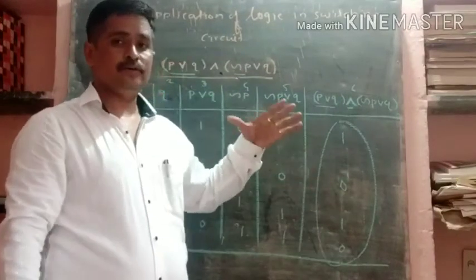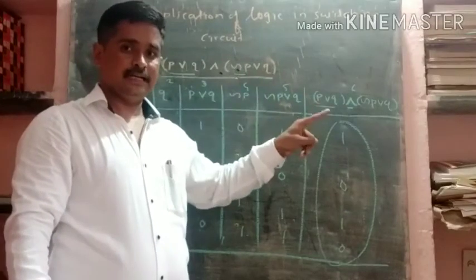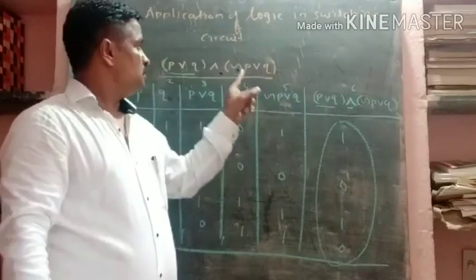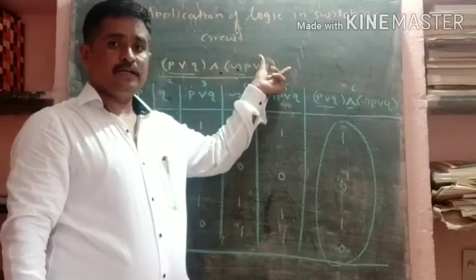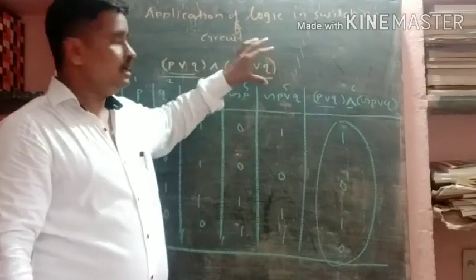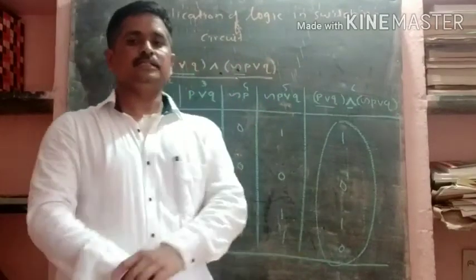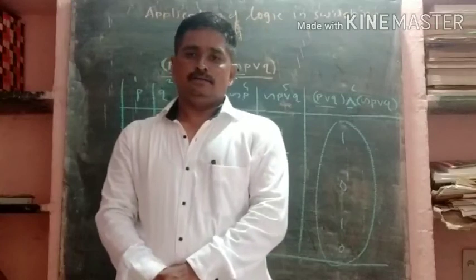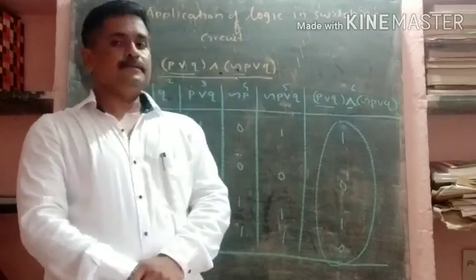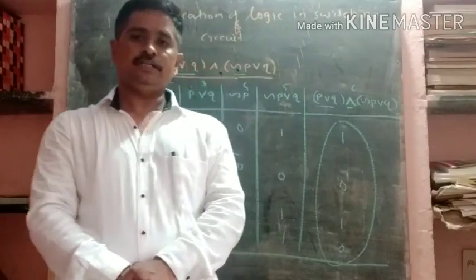If we are given a logical statement, then we can construct a circuit diagram. There are two methods: if we are given a logical statement, we can find the circuit diagram, and if we are given a logical statement, then we can construct a switching table. So these are the two methods. This is the basic idea in mathematical logic.